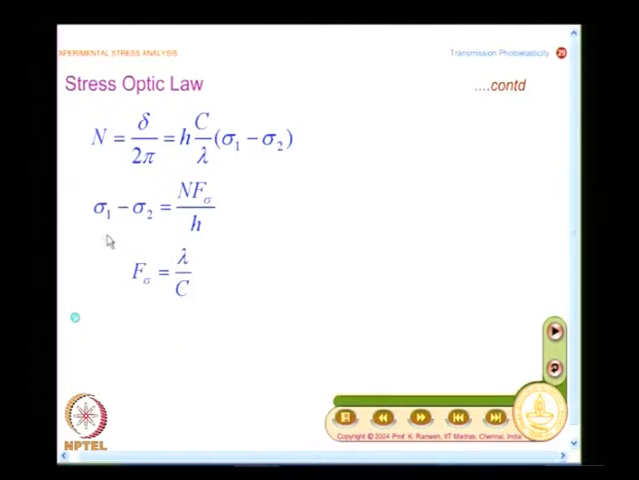And mind you, this is a very famous relation in photoelasticity: sigma 1 minus sigma 2 equal to n f sigma by h. It is a very famous relation, and if you know only this expression, it is not sufficient, it is misleading. That is why I put immediately f sigma equal to lambda by c, because you bundled some of those quantities into a new symbol, there is a chance that you may misinterpret where the wavelength comes into the expression.